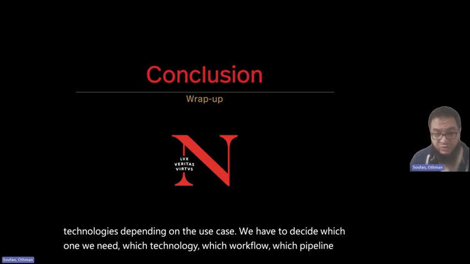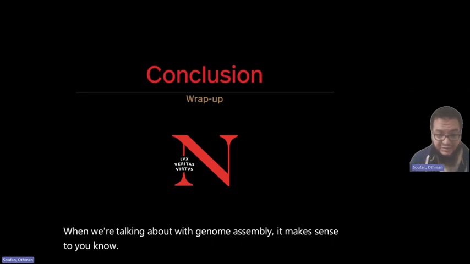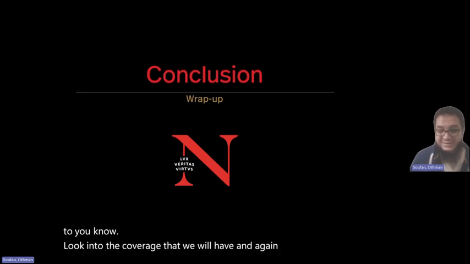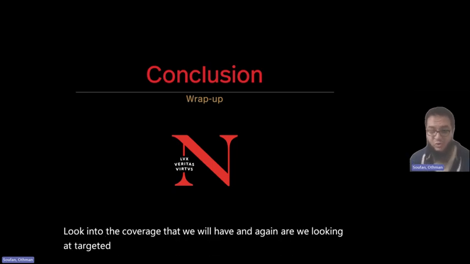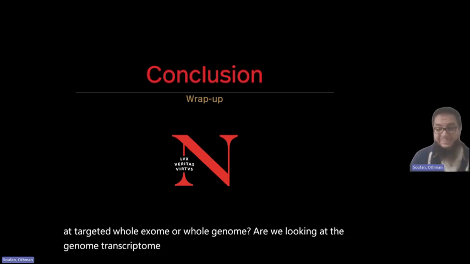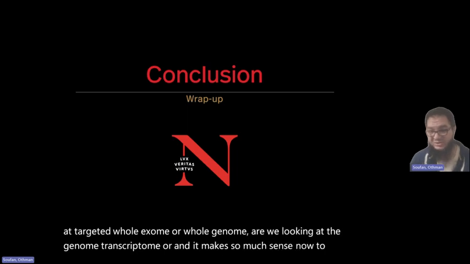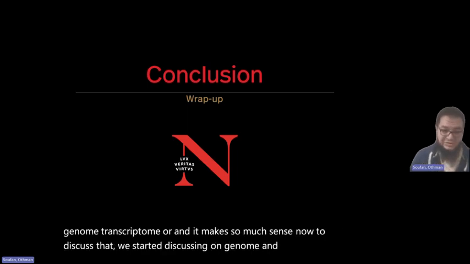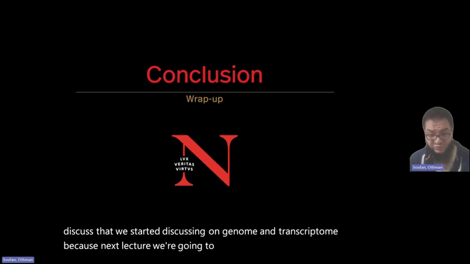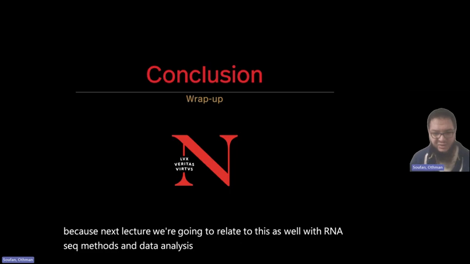When we're talking about genome assembly, it makes sense to look into the coverage that we will have. And again, are we looking at targeted, whole exome, or whole genome? Are we looking at the genome or the transcriptome? It makes so much sense now that we started discussing genome and transcriptome, because next lecture we're going to relate to this as well, with RNA-seq methods and data analysis and alignment methods, and so on and so forth.